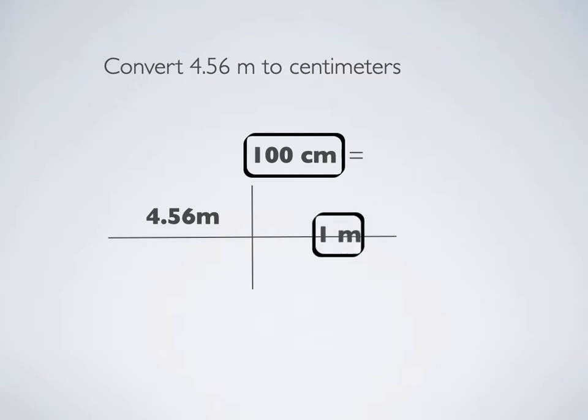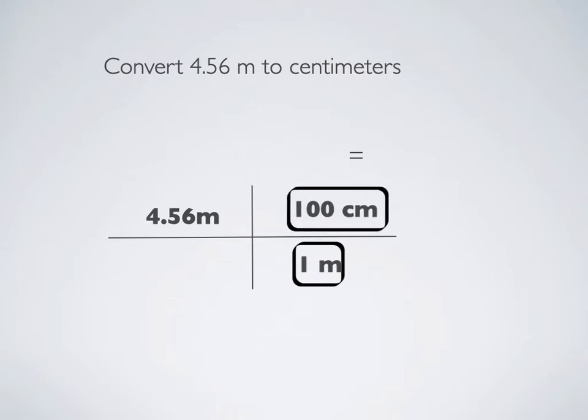So what we're going to do is move that 1 meter. It has to go on the bottom to cancel meters out. And then the 100 centimeters is going to go on top. Again, 100 centimeters is equal to 1 meter. We are essentially multiplying 4.56 by 1. You're going to do your math across the top, multiply across the top, divide across the bottom. 4.56 times 100 divided by 1. Meters are going to cancel out because you have one on top and one on bottom. And do your math and write your answers.